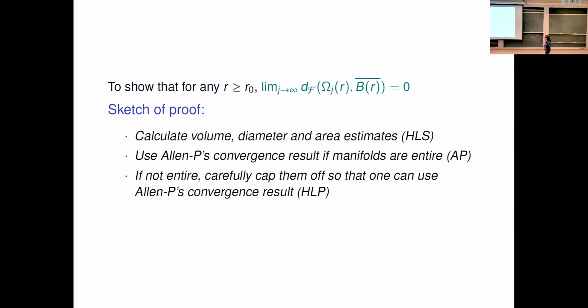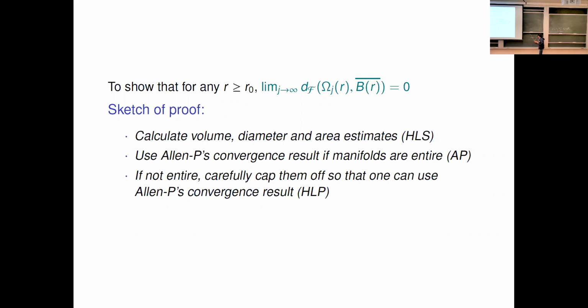And then, if the manifolds are entire, so let's say the picture looks like this, then our regions, Omega j r, which are the manifold intersected with this cylinder, are going to be diffeomorphic to a ball in Euclidean space. Okay? So we can use the Allen-Perales convergence result.